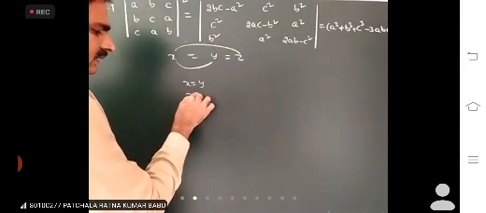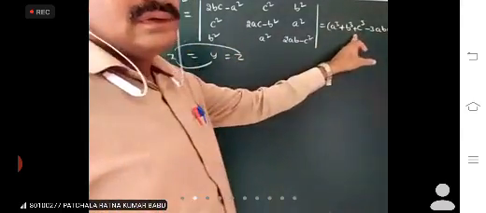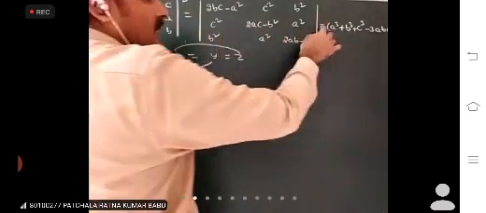X equal to Y equal to Z. How can you prove this? First we prove that X equal to Y, and next we prove that X equal to Z. Let the first determinant value be X, this determinant value be Y, and this value be Z. So this is in the form X equal to Y equal to Z.